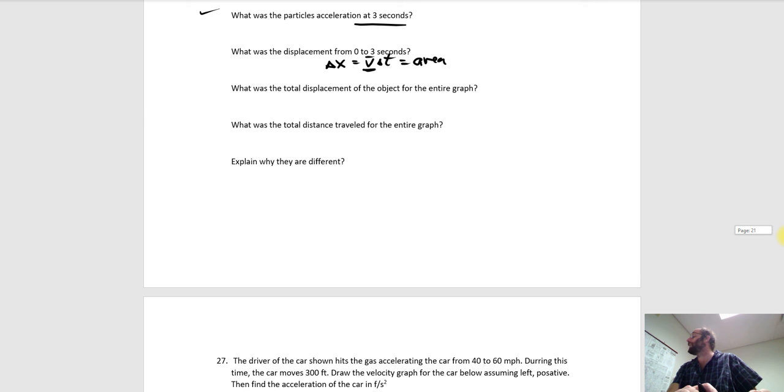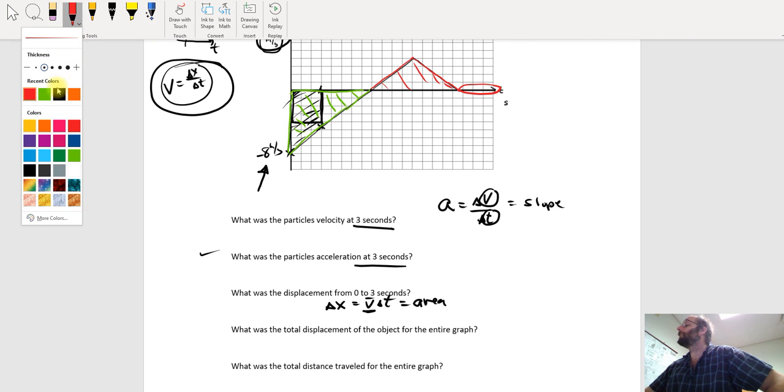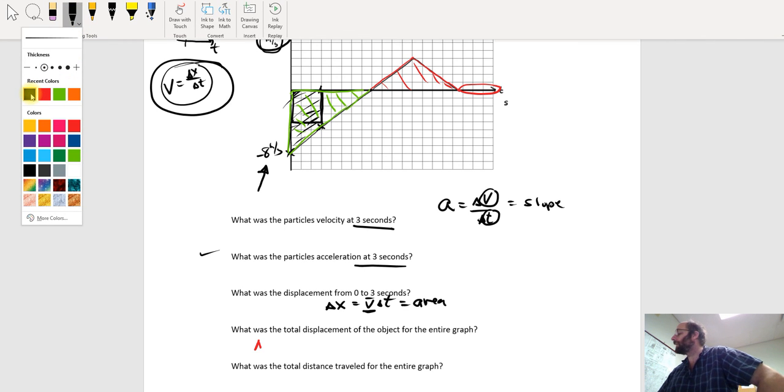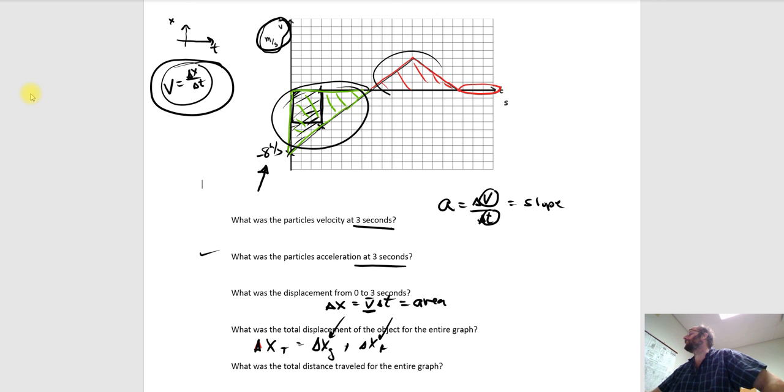Okay, total distance traveled for the entire graph. All right, so when you're finding displacements, your delta x total is your delta x green plus your delta x red. And this one is going to be a negative number, and this one is going to be a positive number, because during the first half of the trip, the object's velocities were negative, meaning going to the left. Second half here, velocities are positive, meaning to the right.